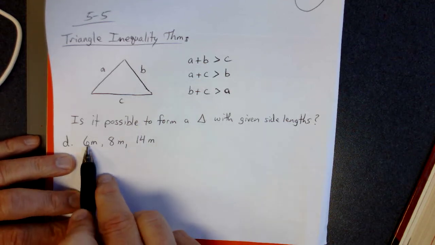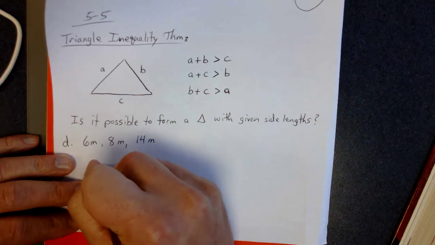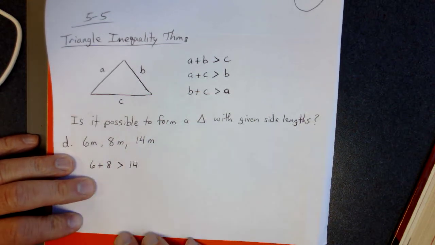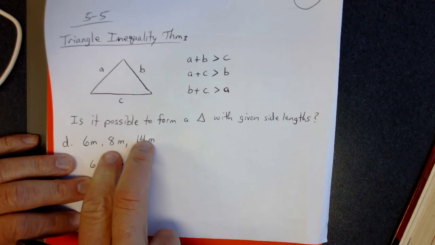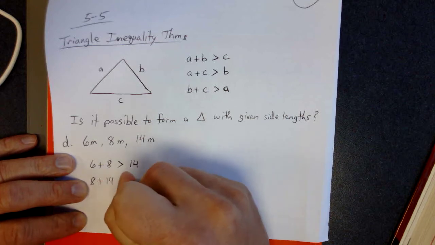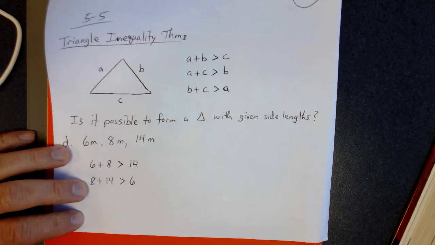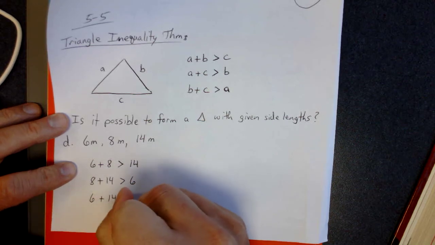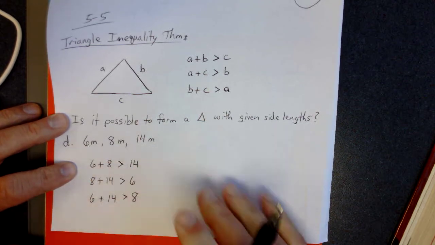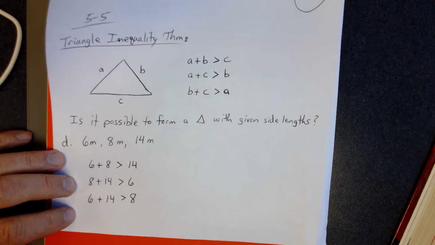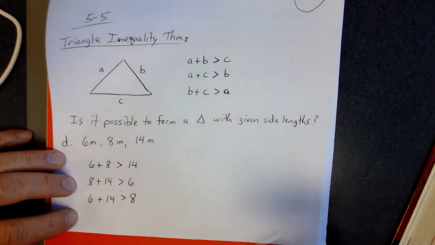So let's start it off. I'm going to add the first 2 sides together. 6 and 8. If we add those together, they have to be bigger than 14. If I add the last 2 sides, 8 and 14, those have to be bigger than 6. And if we add the first and last one together, 6 and 14, those have to be bigger than 8. And those are my 3 inequalities. Now we just go and see if that's a true statement or not.